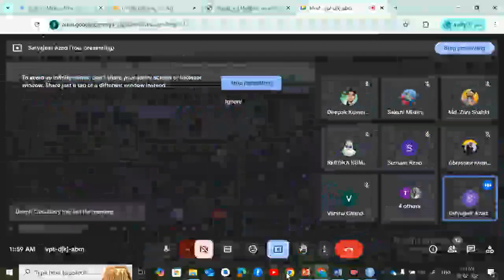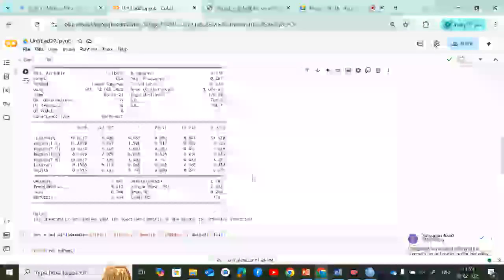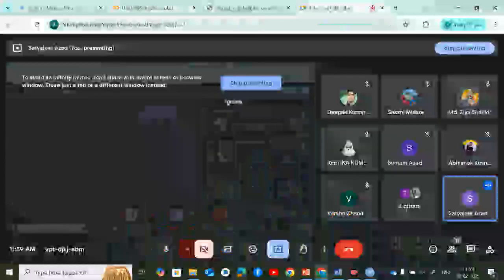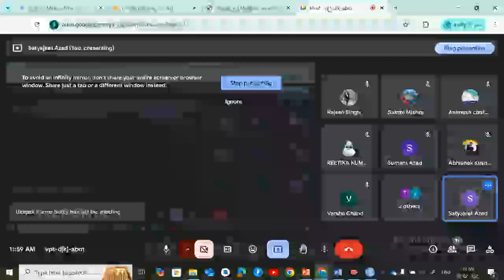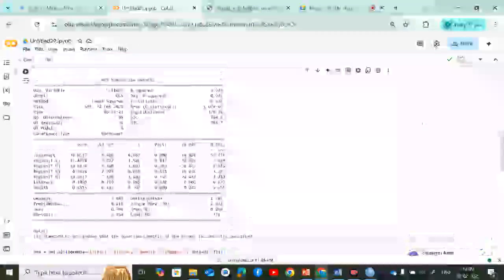Okay, just tell me if it is visible or not. One minute, one minute. Now it is visible, just confirm. Is it visible? Is my screen visible? Sakshi, is my screen visible? I think, I don't know. Yes, sir, it's visible. Okay, someone said it's not visible.